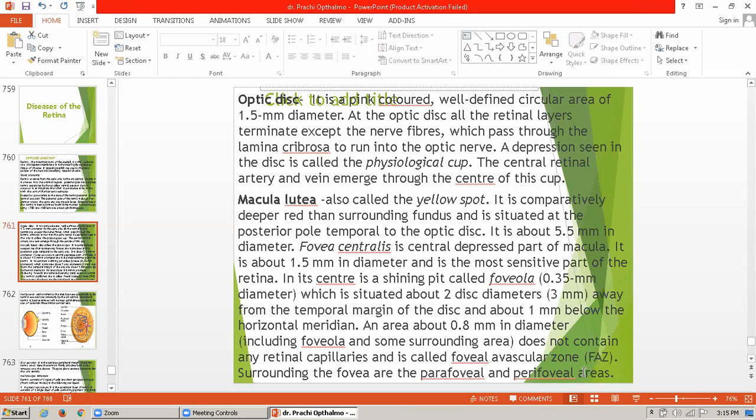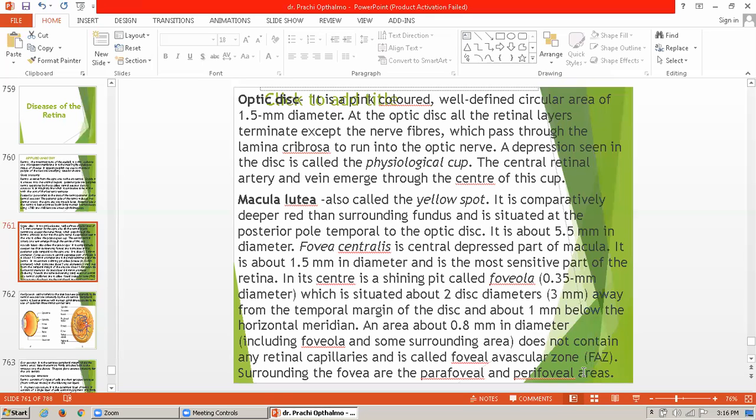It is comparatively deeper red, more deeper red than the surrounding fundus. The macula lutea is surrounded by the fundus and it is situated at the posterior pole, temporal to the optic disc. It is about 5.5 mm in diameter.